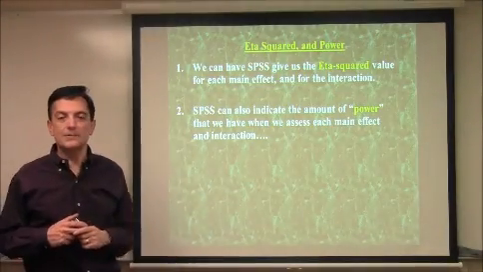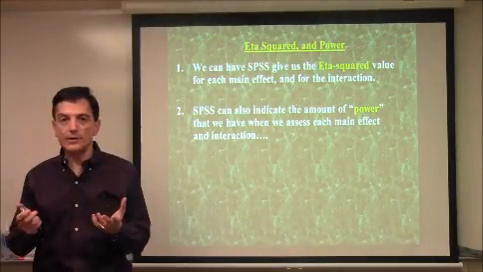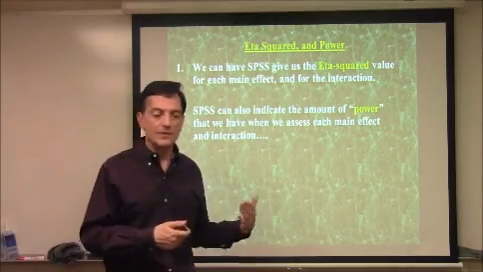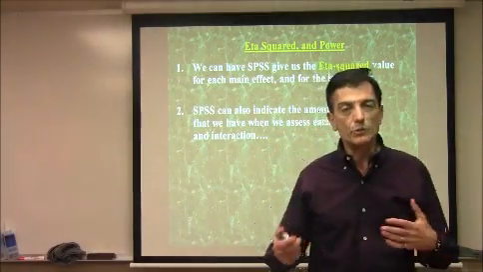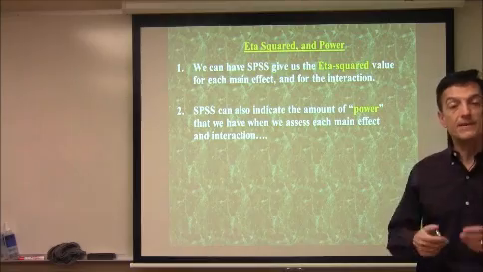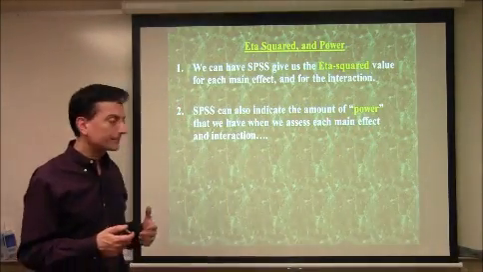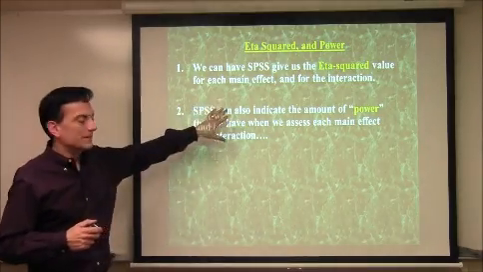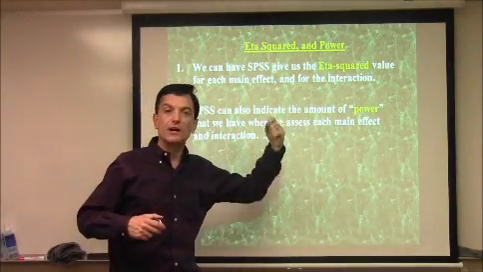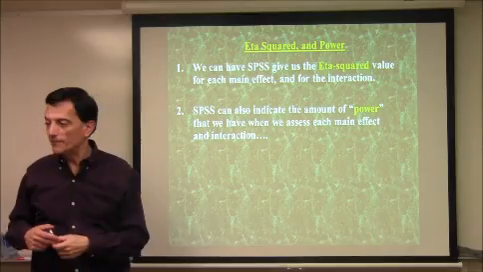Okay, so we can have SPSS tell us about eta squared, or the effect size, for each one of our 3 effects in a 2-way analysis of variance: the main effect of factor A, the main effect of factor B, and the A by B interaction. We can also get a similar kind of information about a different construct, and this is the construct of power.